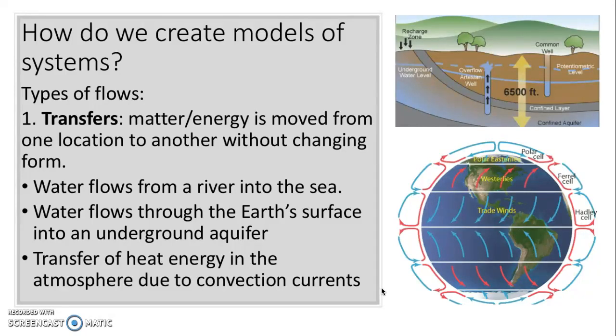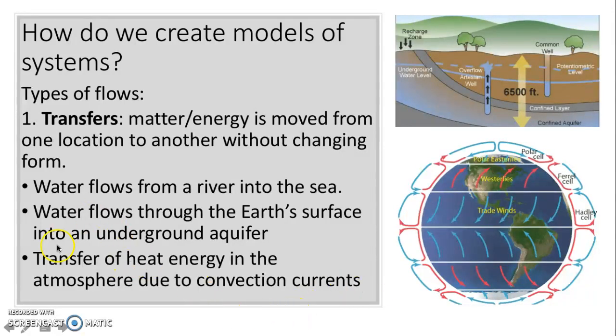So a flow can just be a transfer. That means energy or matter is moved from one location to another, but it doesn't change forms. So that could be water. When it rained a lot the other day, there was water flowing through the street and then eventually making its way into the river. So that would be a flow, a transfer flow, because it didn't change form, it was just moving.